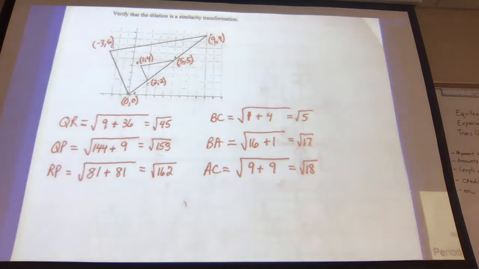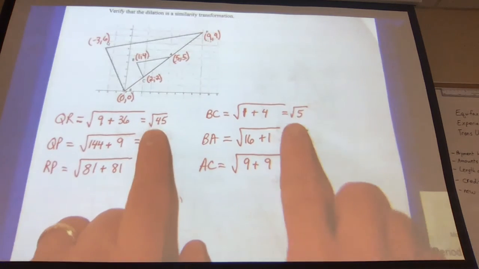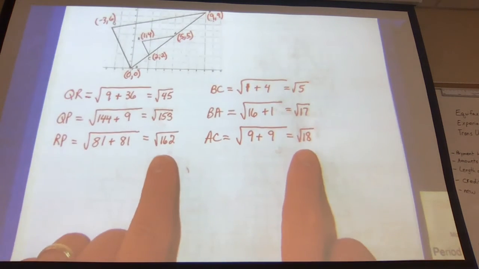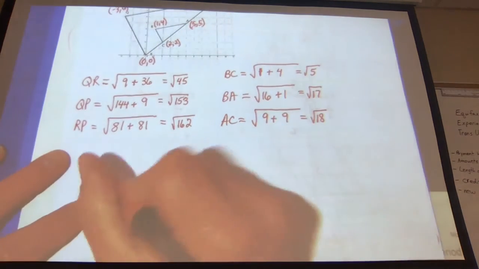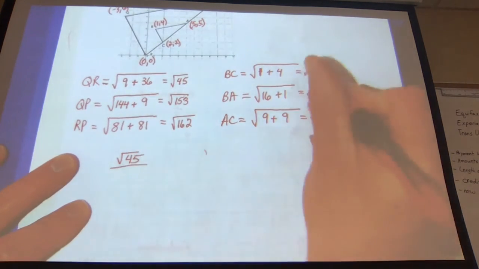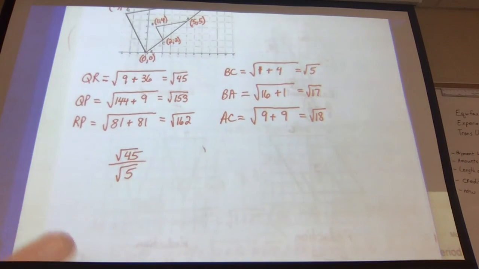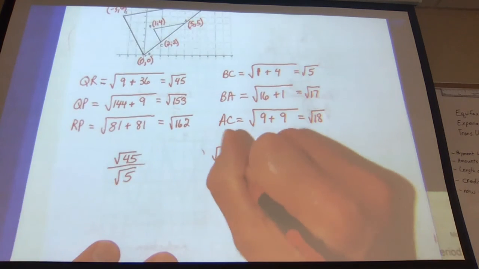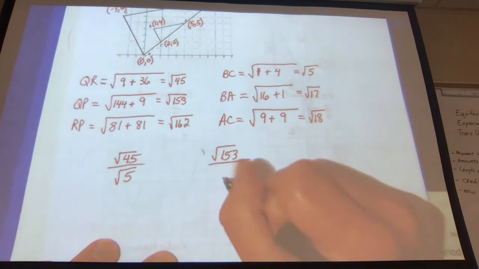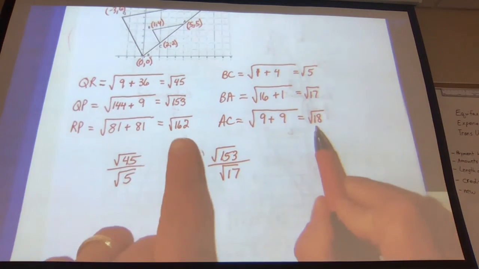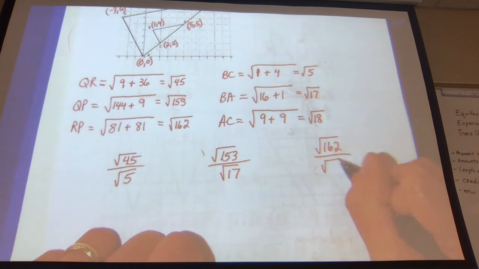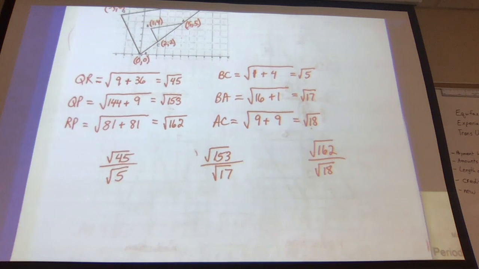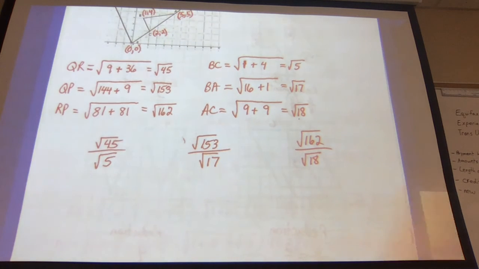Okay. All right, now, when you look at these numbers, they don't look like they're proportional, but I'm going to show you that they are. If I do the ratio of the first set of sides, I would have the square root of 45 to the square root of 5. If I do the second ones, I'd have the square root of 153 to the square root of 17. And if I do the third side, I'd have the square root of 162 to the square root of 18. And when I put that in my calculator, I'm going to end up getting the exact same thing each time, which is going to tell me they're proportional.